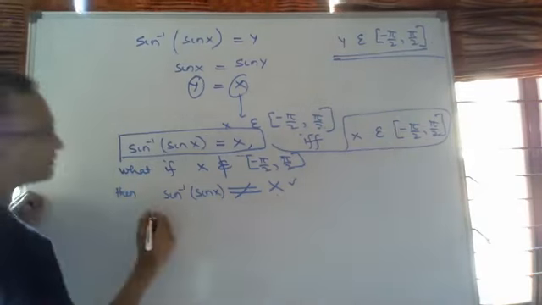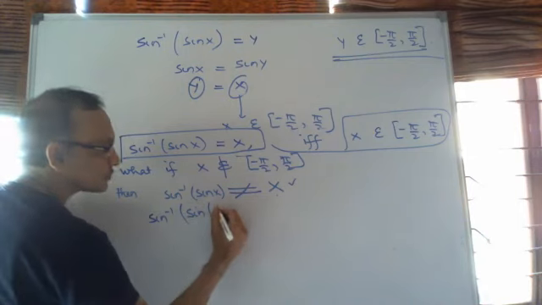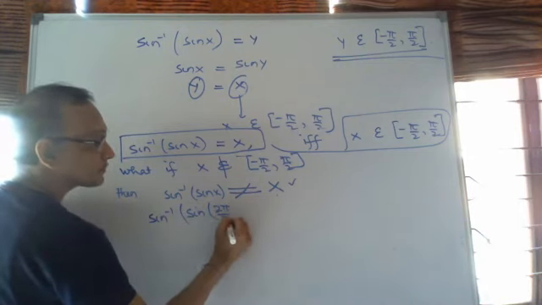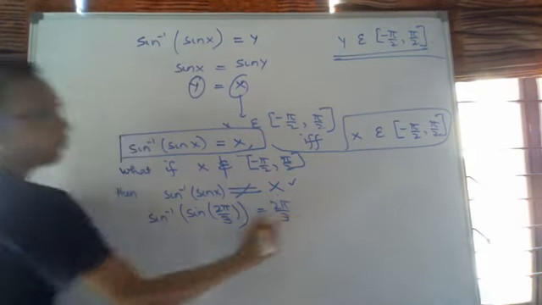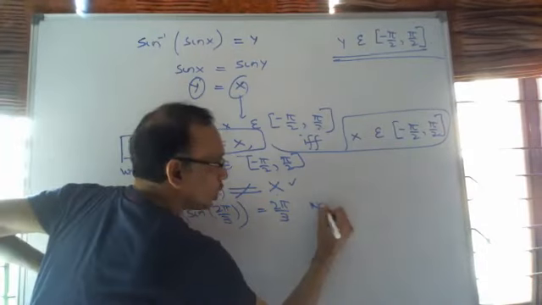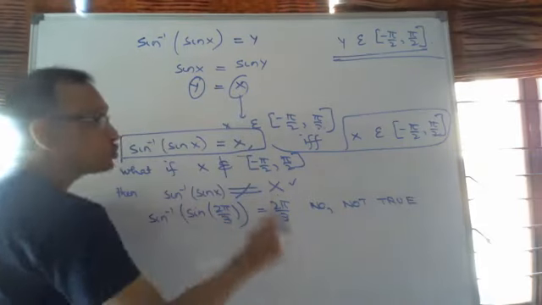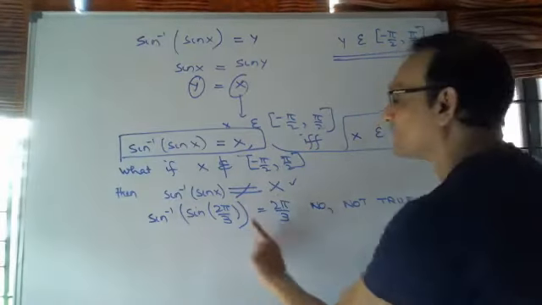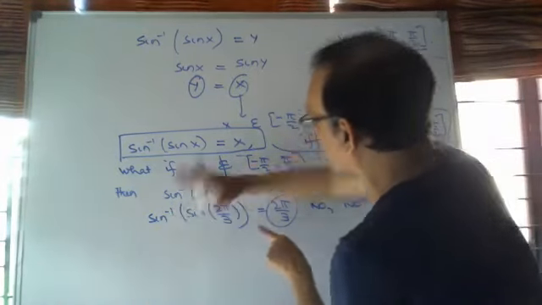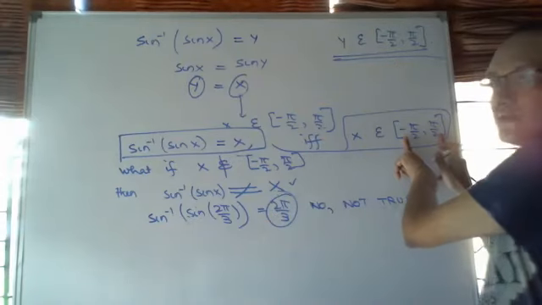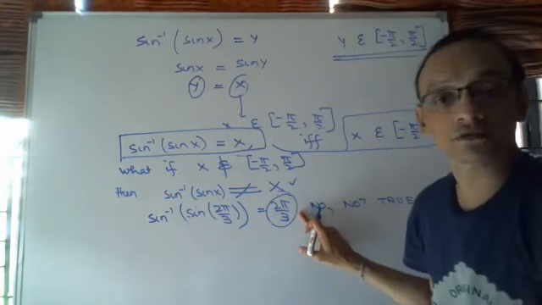For example, if I said sin inverse sin of say 2π/3, do you think it will be 2π/3? No, not true. Why? Because 2π/3 is not a principal value of the sin inverse function. Sin inverse should produce output belonging to this interval, so this is not possible.